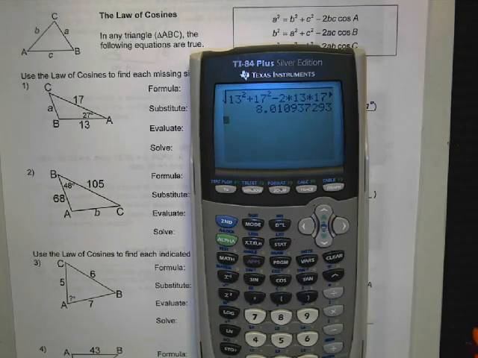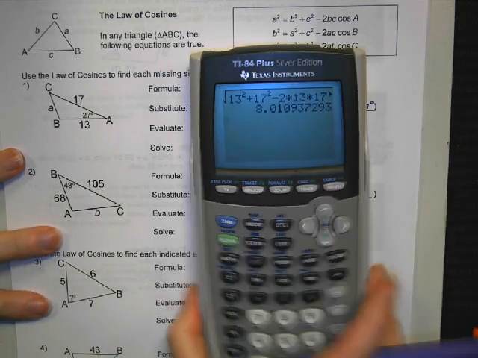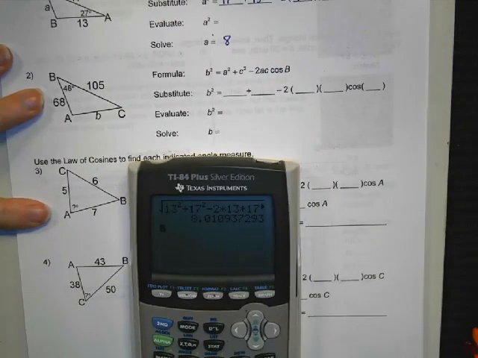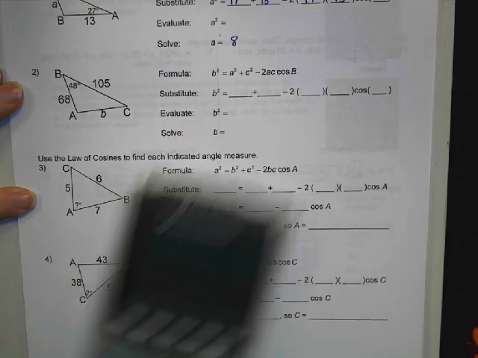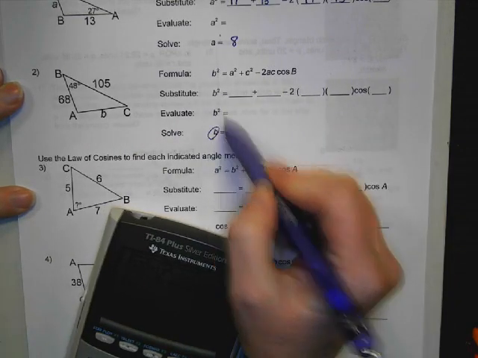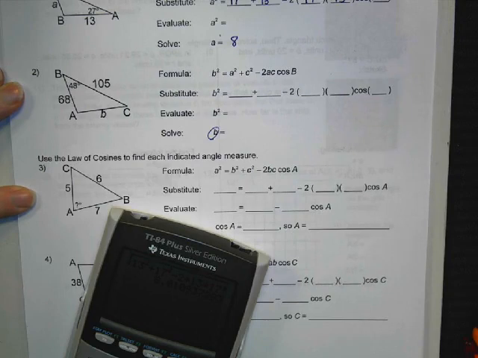Sure. So do number 2. There's a lot of changes. Easy peasy lemon squeezy. I can't believe he just said easy peasy lemon squeezy. 105 squared. I'm looking for B. And the formula is minus 2 times 105 times 60.